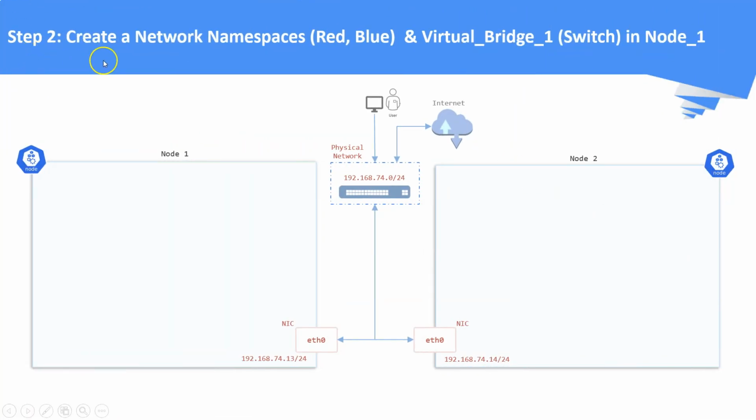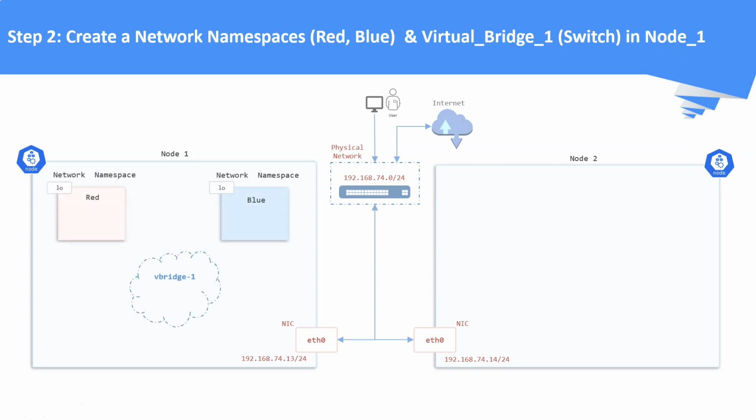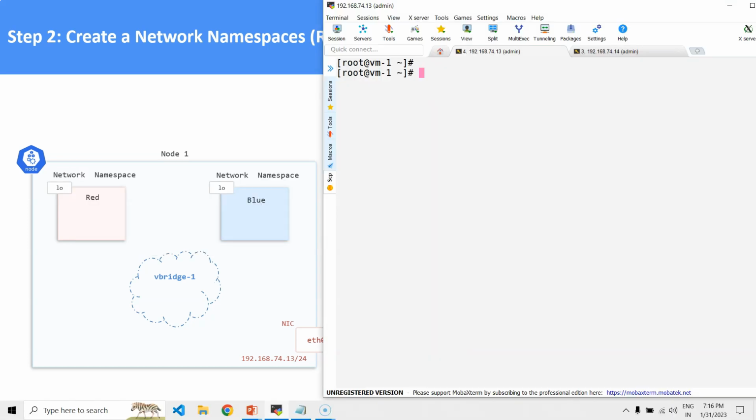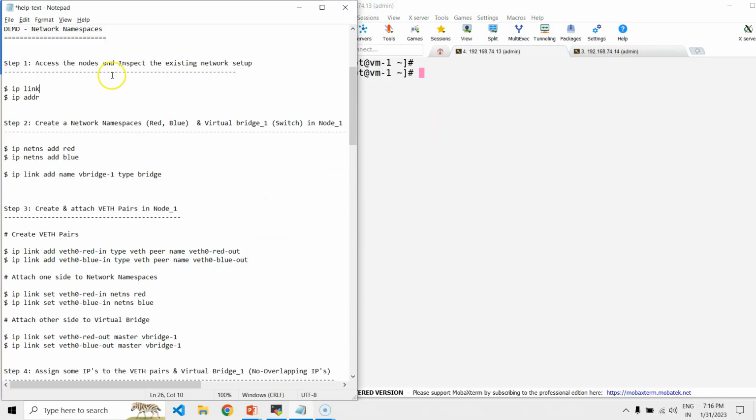Step number 2. Create network namespaces and a virtual bridge network in node number 1. We are going to create red and blue namespaces in node number 1. We must note that every network namespace will be created with the default loopback interface. Now let us create the same in node number 1.